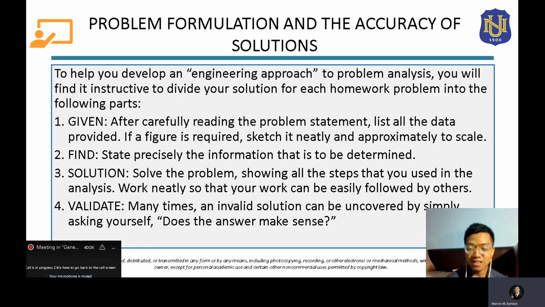Okay, so the second one is find. So state precisely the information that is to be determined. The third one is the solution. So solve the problem, showing all the steps that you use in the analysis. Work neatly so that your work can easily be followed by others. And the fourth one is to validate. Many times, an invalid solution can be uncovered by simply asking yourself, does the answer make sense? So the answer should be logical. After you solve every problem, you have to check your solution and your final answer if the answer is logical. If it's not logical, you have to go back where you have gone wrong in your solution.